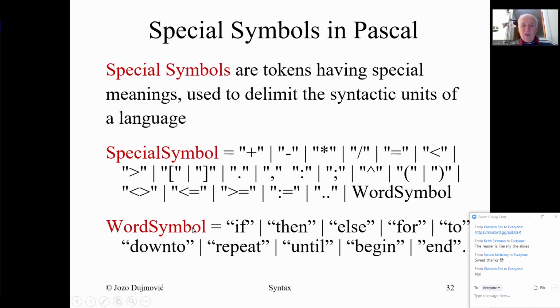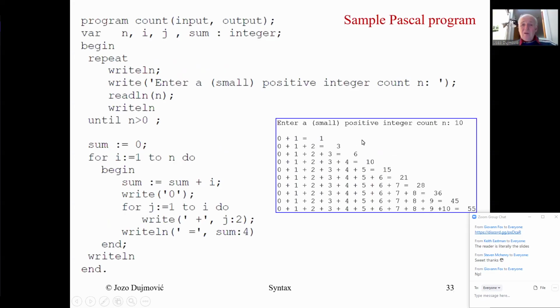So these are special symbols, word symbols. If, then, else, for, to, down to, repeat, until, begin, end, etc. All of them are word symbols. So by using this syntax, Pascal is a rather simple language.